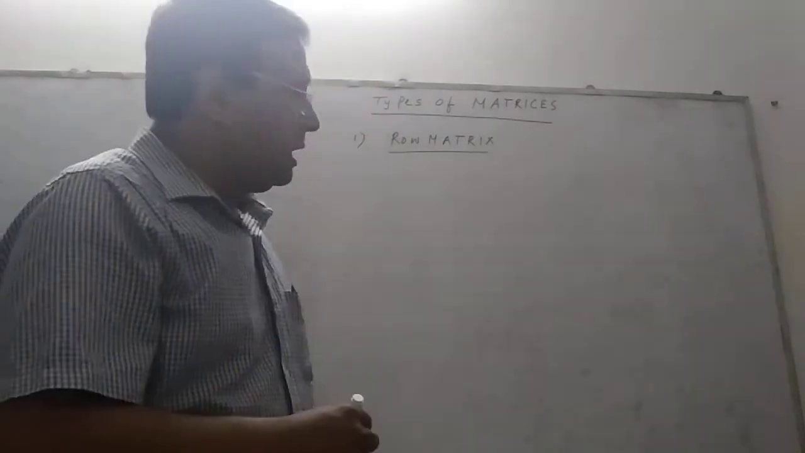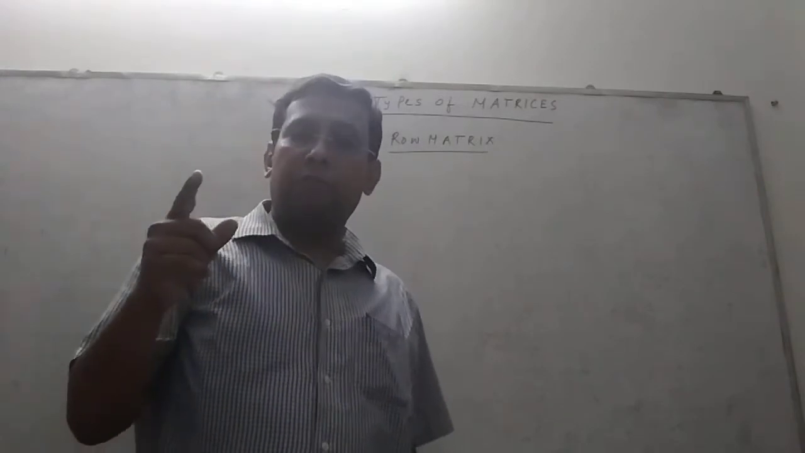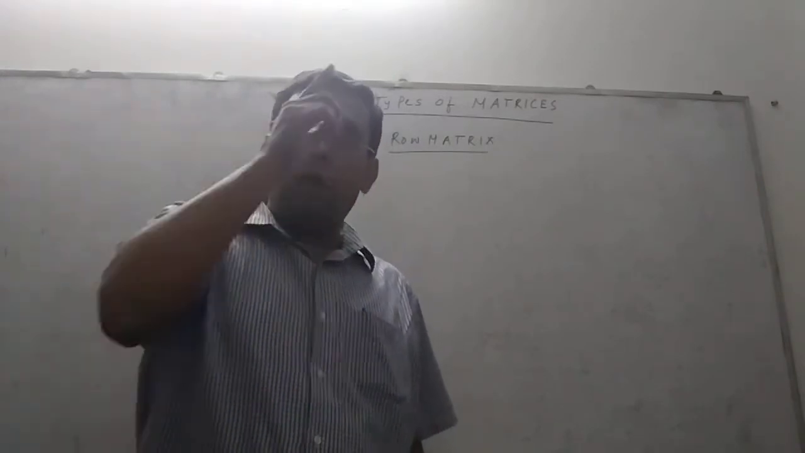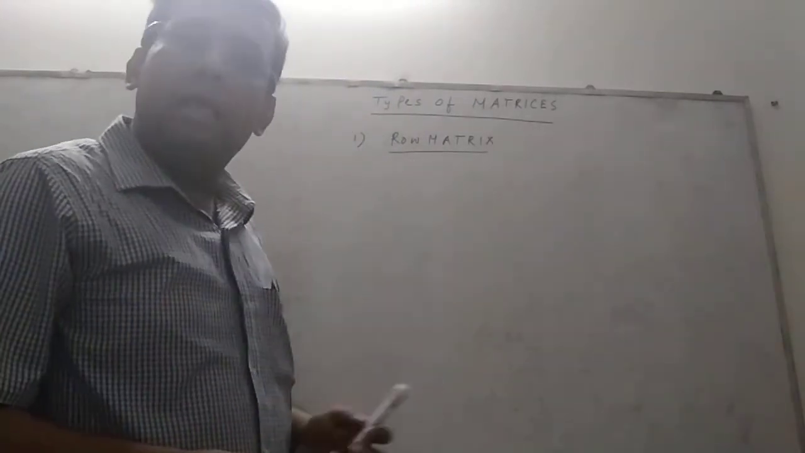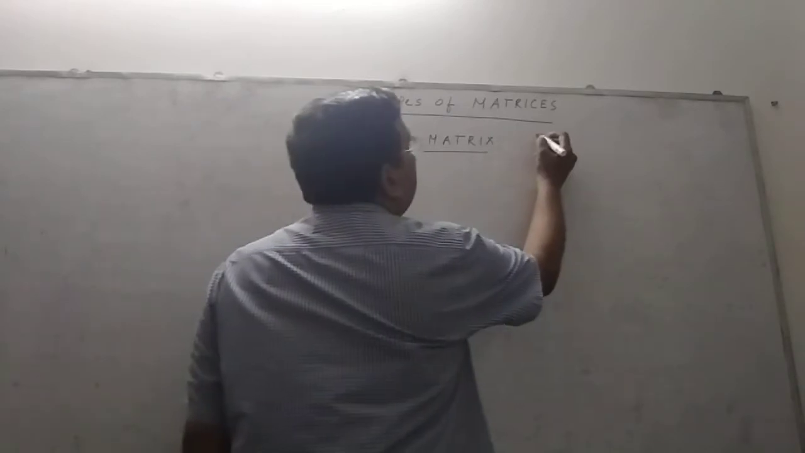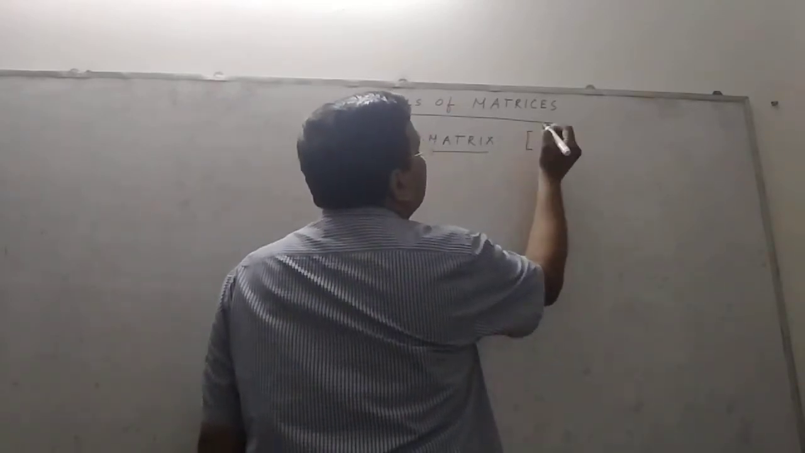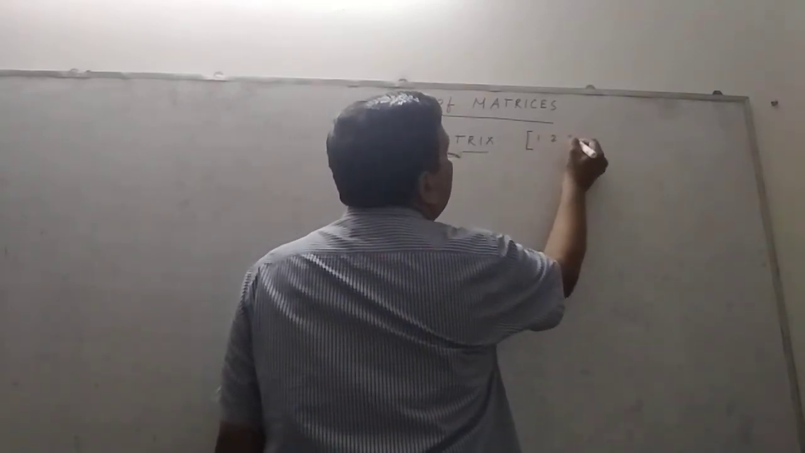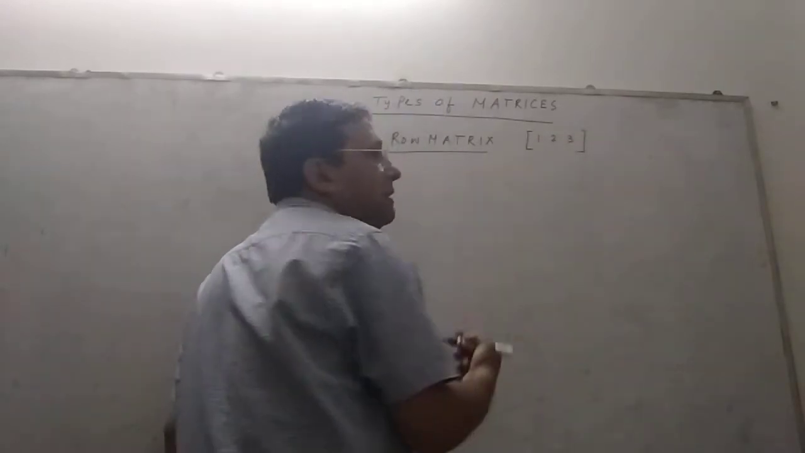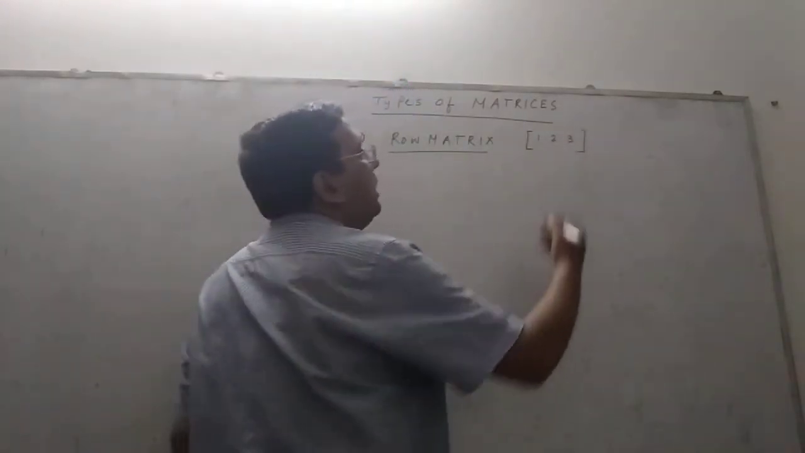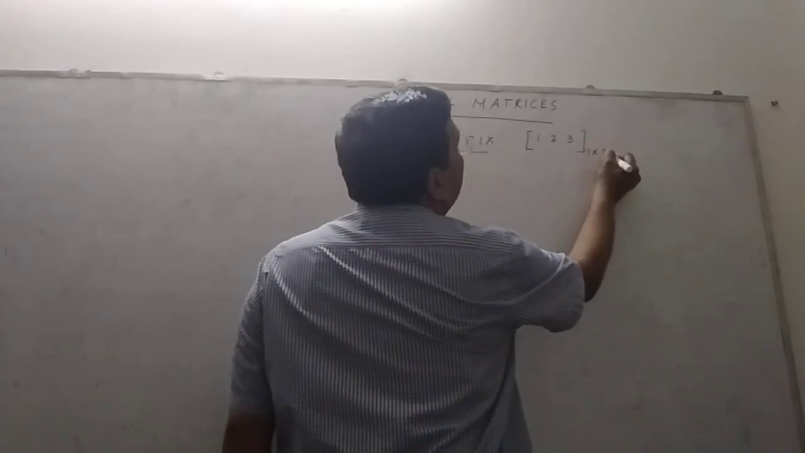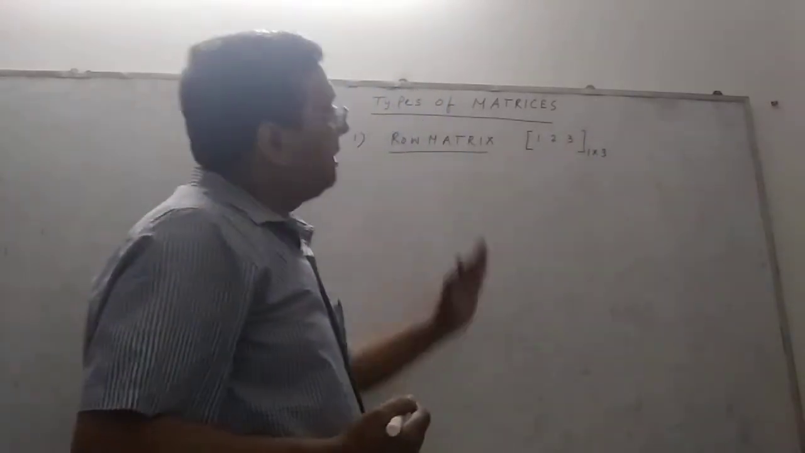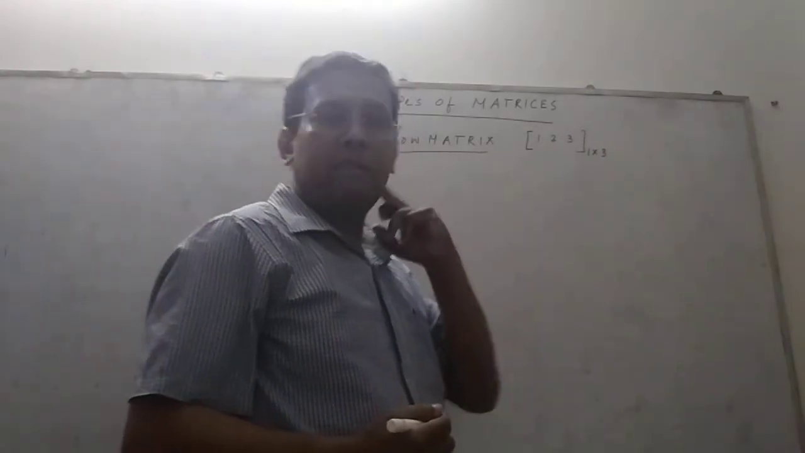For example, if the matrix is consisting of m number of columns and only one row, then the matrix is called row matrix. I can give you a simple example like this. For example, the matrix, suppose 1, 2, 3. The order of this matrix can be written in this way. That is one row and 3 columns. So 1 by 3, so it's a 1 by 3 matrix.